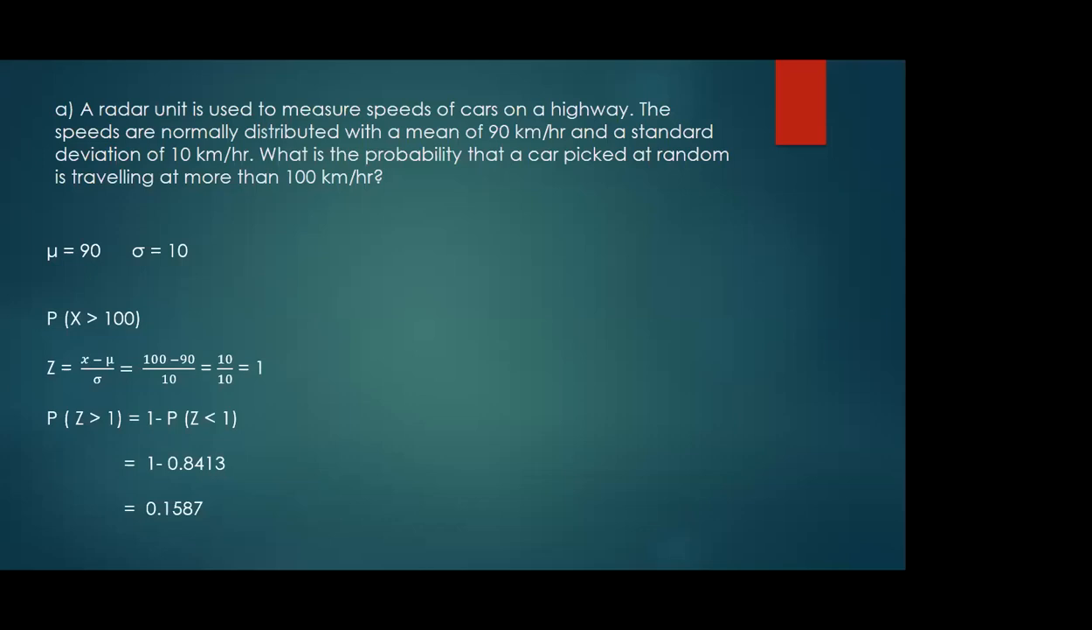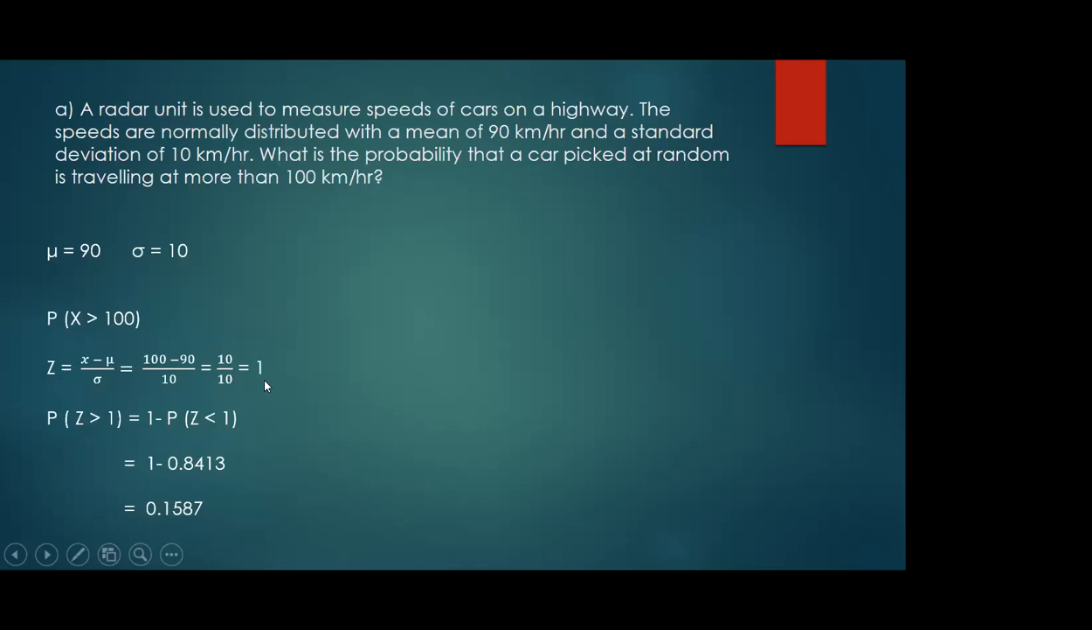We need to standardize our value. The formula for standardizing our X value is X minus mu divided by our standard deviation. Substituting the values into the equation, X is 100 minus mu 90 divided by the standard deviation of 10, which is 100 minus 90 is 10, divided by 10 is just equal to 1.